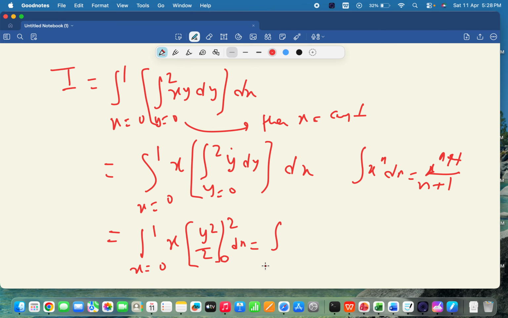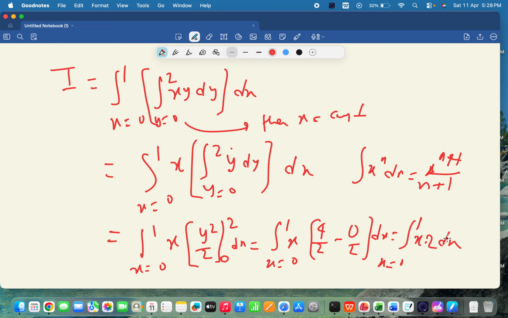By putting the limit, we will get upper limit minus lower limit. So x times 4 by 2 minus 0 by 2. Okay, upper limit is 2, so 2 whole square is 4 by 2, minus lower limit is 0, so 0 by 2, with dx. So what we will get is the integral from 0 to 1 of x times 4 by 2, so this will be 2, and dx.